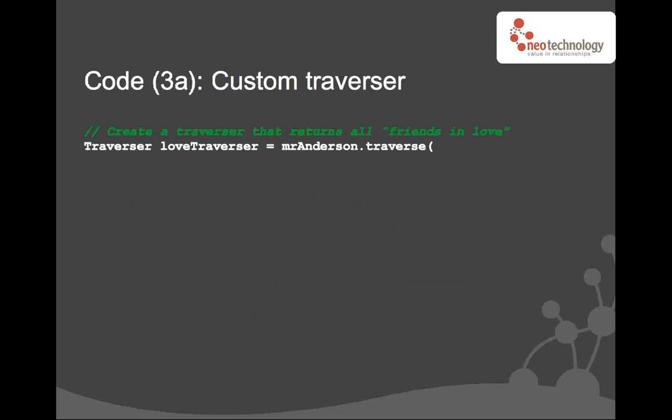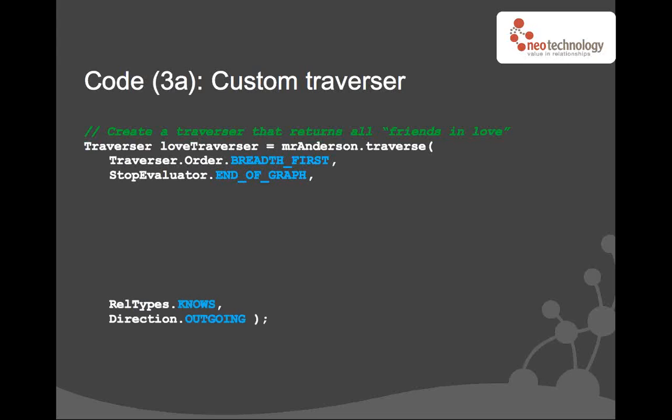We now declare a new traverser, the love traverser. We pass in breadth first. We say stop only when you get to the end of the graph, because we again want to have all of Mr. Anderson's transitive nodes. Transitive friends. We say that traverse along the knows relationships in the outgoing direction.